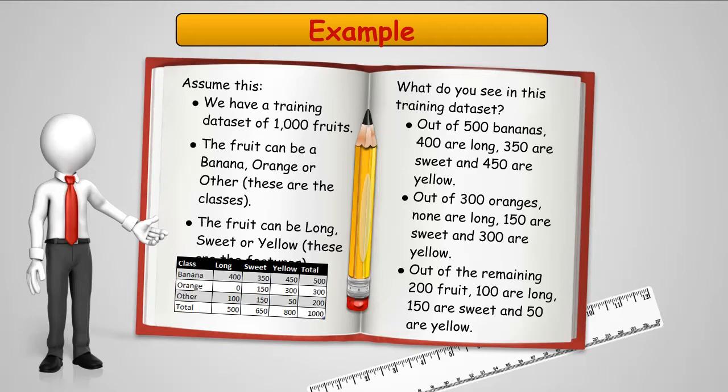And what do you see in this training data set? Out of 500 bananas, 400 are long, 350 are sweet, and 450 are yellow. And out of the 300 oranges, none are long, 150 are sweet, and 300 are yellow. And out of the remaining 200 fruit, 100 are long, 150 are sweet, and 50 are yellow.